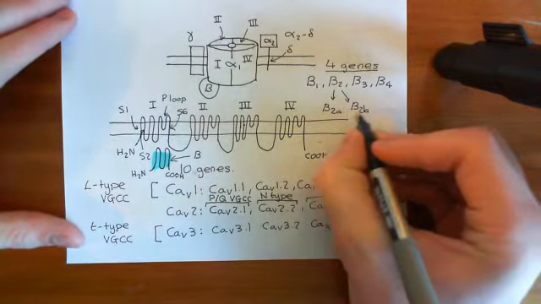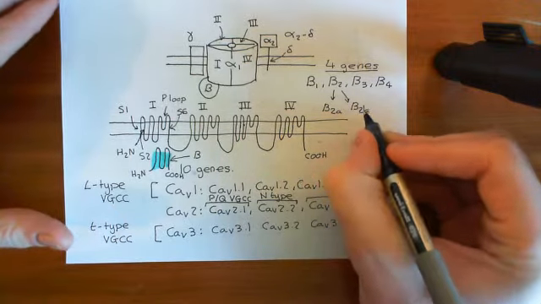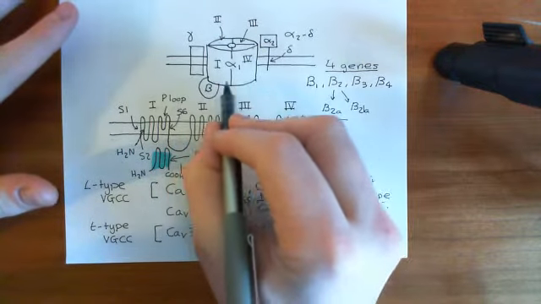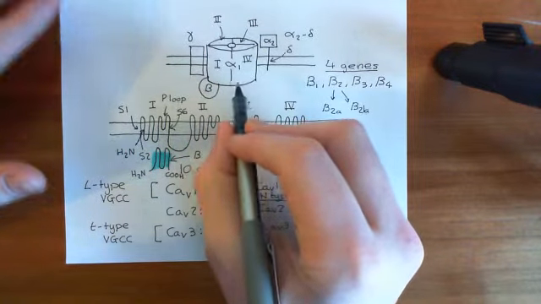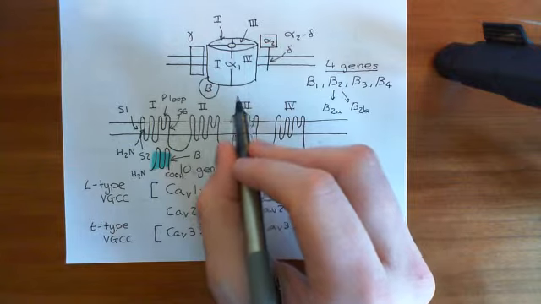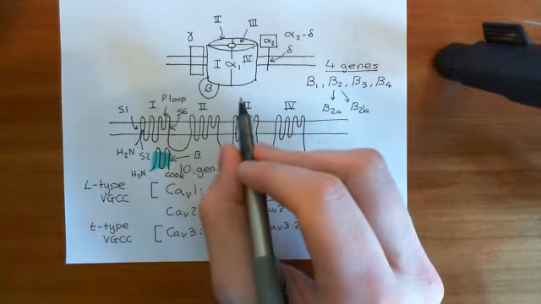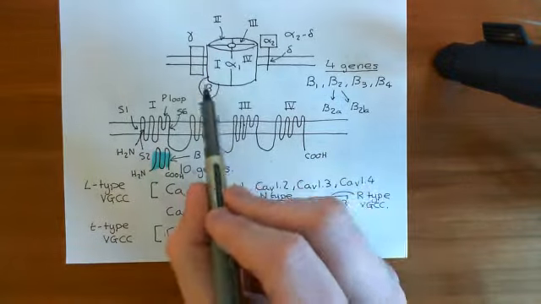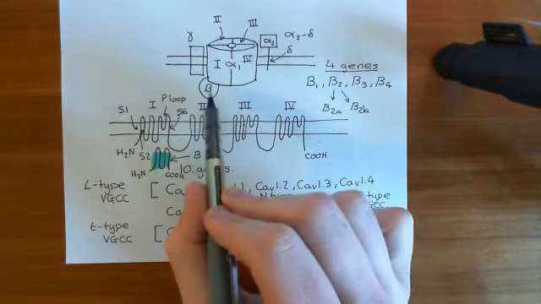That just denotes which splice variant you're talking about. Okay, so there are multiple different beta subunits that can then bind to your alpha 1 subunit. So this is increasing the diversity of voltage-gated calcium channels that you can then produce. Okay, right, so we've talked now about the alpha 1 subunit and the beta subunit.